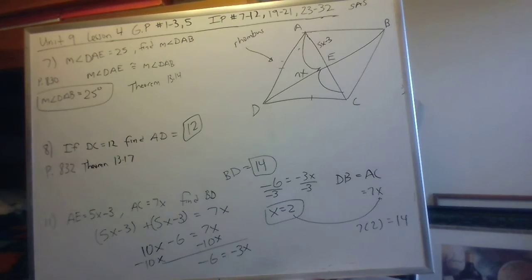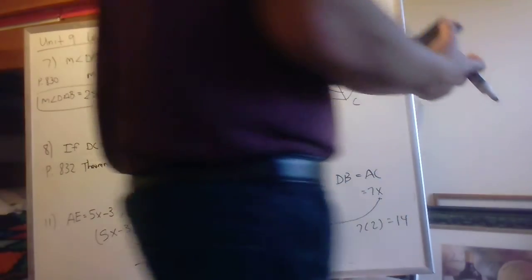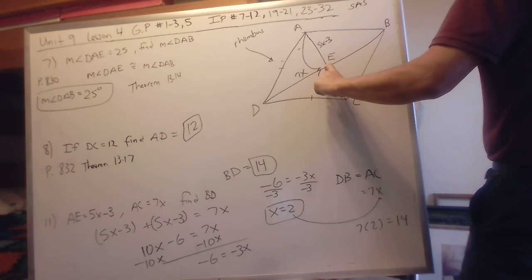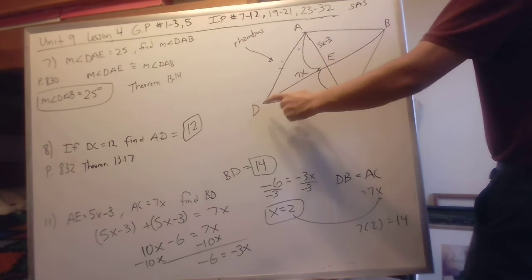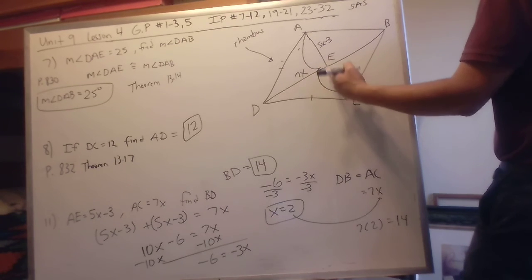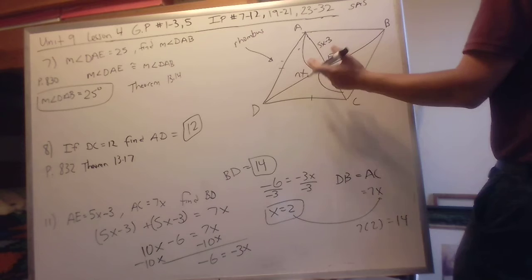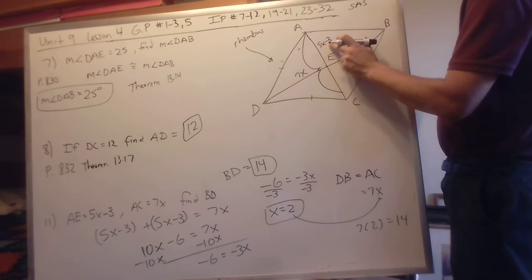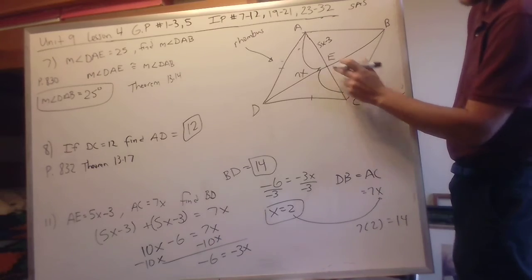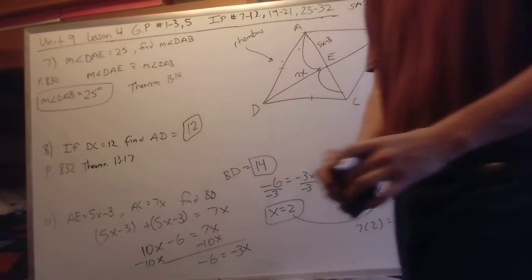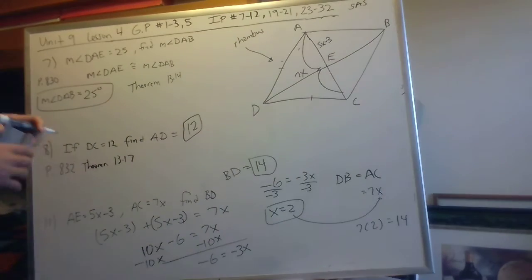And the only thing I want you to remember is that in a rhombus, these two parts of the diagonal where E is located are congruent. They're basically equal to each other. So that's how we did 5x minus 3 plus 5x minus 3 equals the entire length of 7x. All right, so let's keep going.